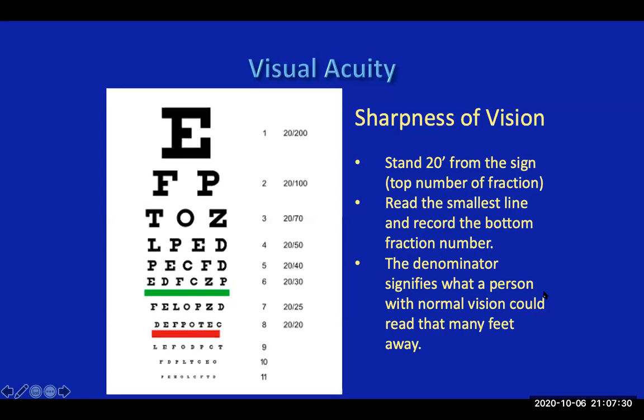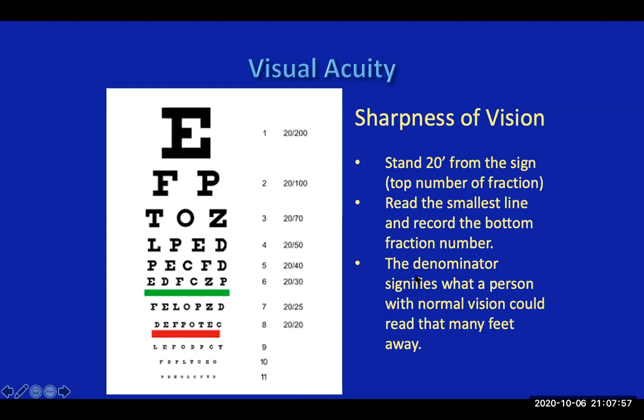Visual acuity. So this is a Snellen eye test chart. And if we were in lab, you would measure your visual acuity. So this is a chart you would see in an eye doctor's office. You would stand 20 feet from the sign, and 20 feet will always be the top number of the fraction that will tell you your visual acuity. And then you would read the smallest line and record the bottom number of the fraction.